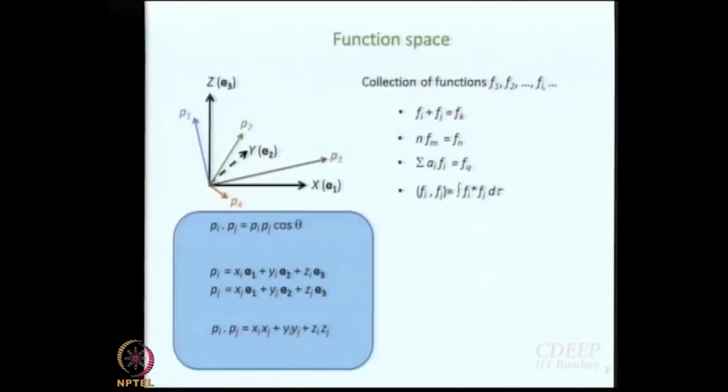We are going to use this extensively today. So please do not forget what a scalar product is. Scalar product of fi and fj is written as fi comma fj in brackets and is defined as integral fi star fj d tau. What is d tau? Volume element. Now what is a volume element?